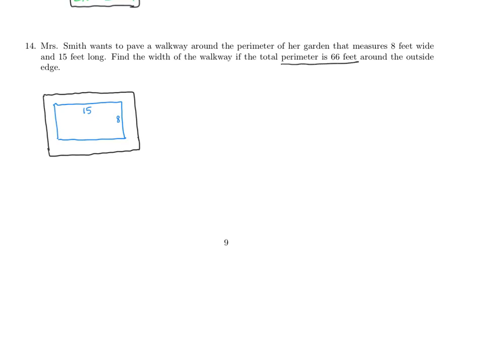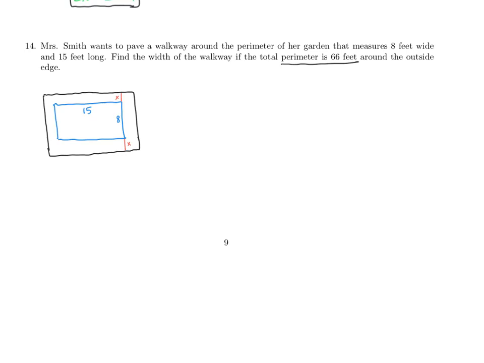But we don't have the measurements for the black. We have the measurements for the blue. So the length and width of the blue are 15 and 8. We want to find the width of the walkway. So we're ultimately trying to find this distance right here. So we're trying to find the width of the walkway, which is that distance. Notice that the width is also over here. Since it's going to be a walkway that we assume is regular, it's going to be the same amount on all the sides. That's going to be X.